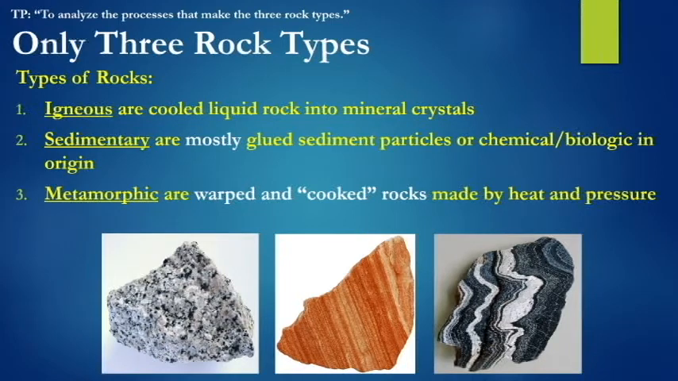Igneous rocks are formed from a liquid. So liquid rocks, and as the rock cools down, the mineral crystals grow from that liquid. Sedimentary rocks, there are three types of sedimentary rocks, but generally they are glued sediment particles. They've been transported for a long time, they get deposited somewhere, they glue together and become a rock. Sedimentary rocks can also be chemical and biologic in origin. We'll go over that in a separate lesson.